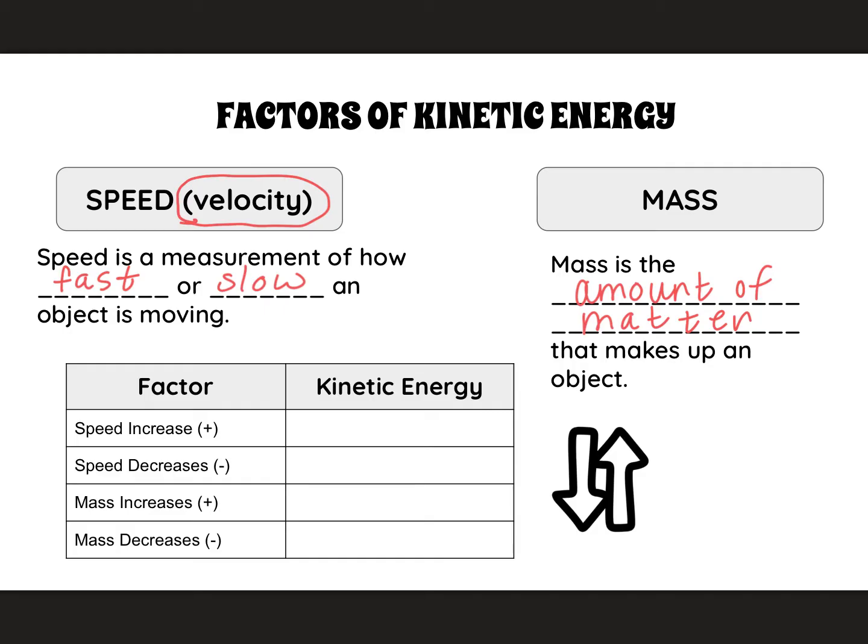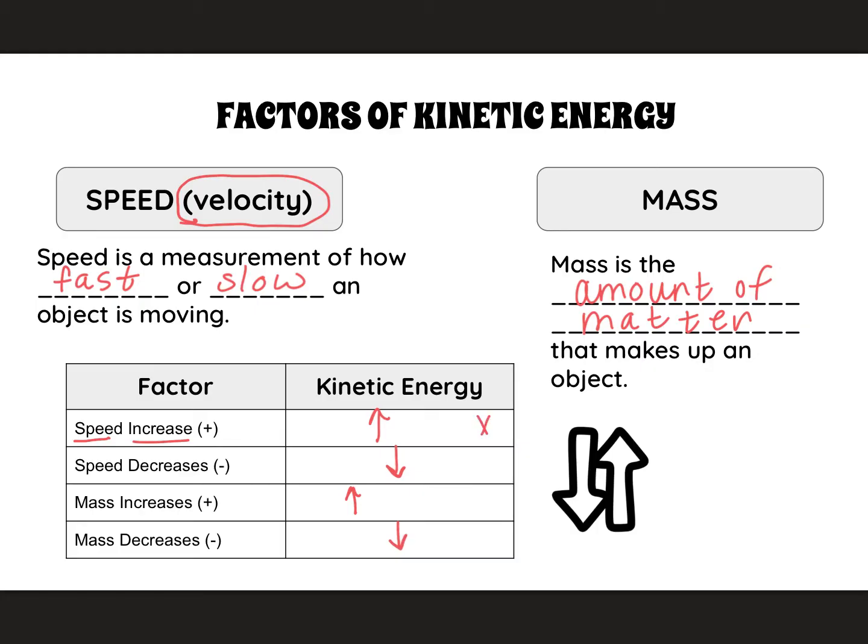Now let's talk about the relationship between these factors and kinetic energy. When speed increases, then kinetic energy also increases. But when the speed of an object decreases, then the kinetic energy of the object decreases. When mass increases, the amount of kinetic energy increases. And when the mass decreases, you guessed it, kinetic energy decreases.